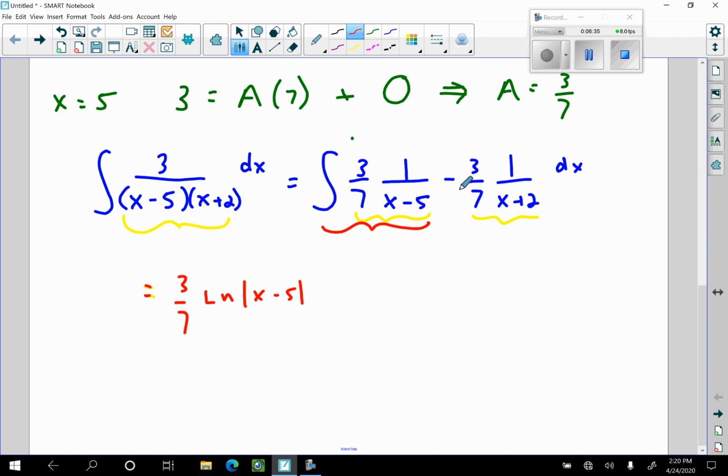Okay, and now I'm going to integrate this piece right here. I'm going to pull the negative 3/7 out. And what is the antiderivative of 1 over x plus 2? It's ln of x plus 2. And then keep in mind we have k, the constant.